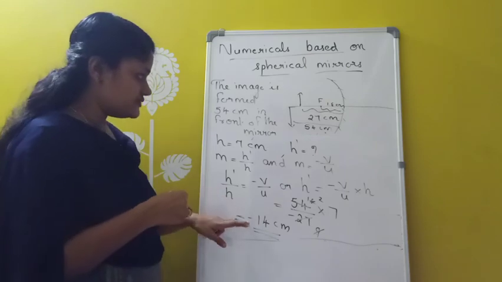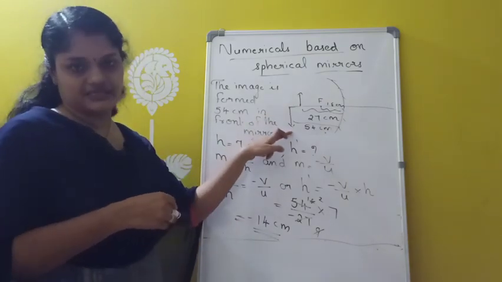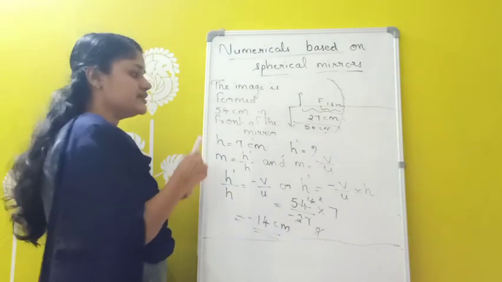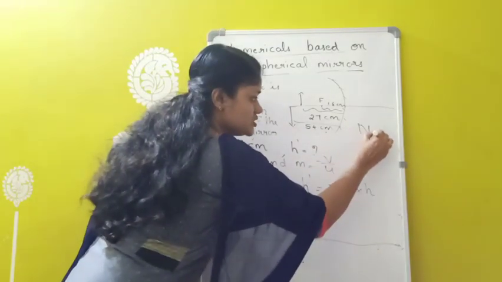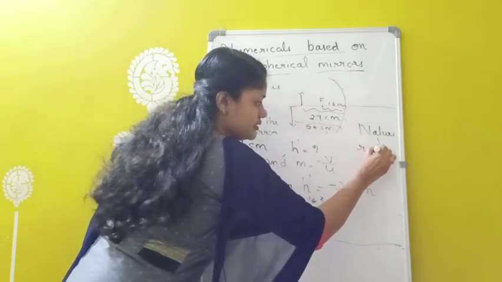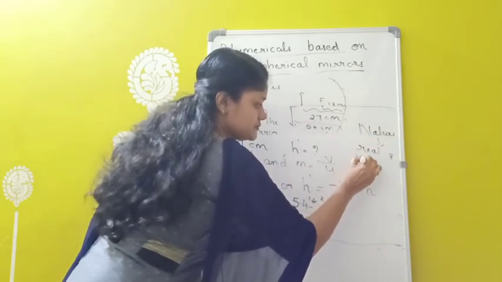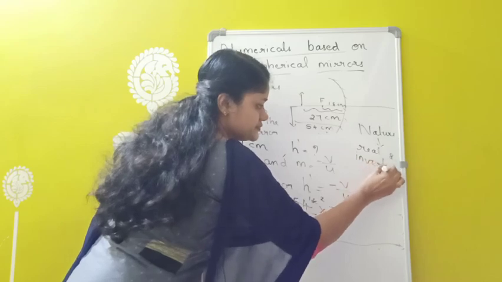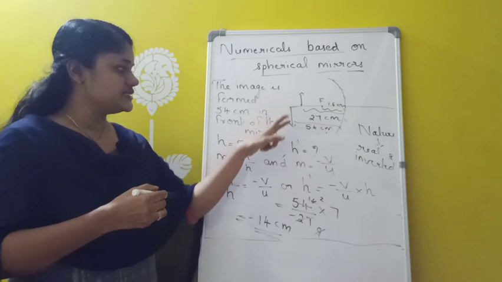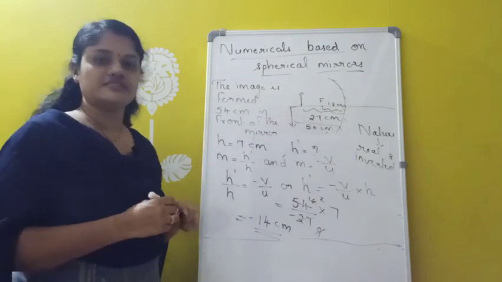This minus indicates we are getting the image below the principal axis. That means it may be a real inverted image. So what is the nature of the image? Real and inverted, because we are getting the image in front of the mirror. It's an upside down image, so it is real as well as inverted.